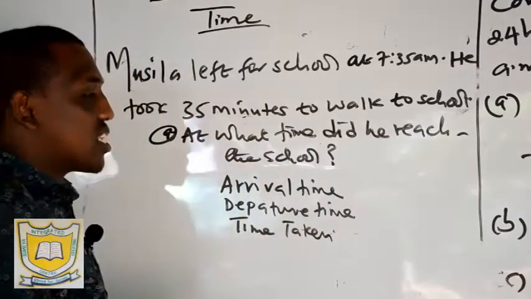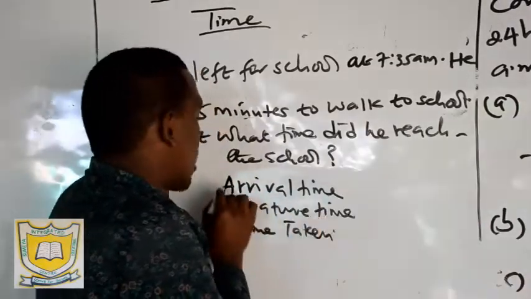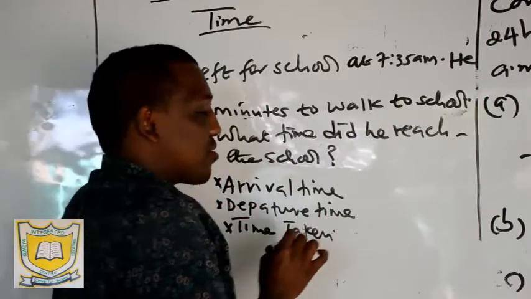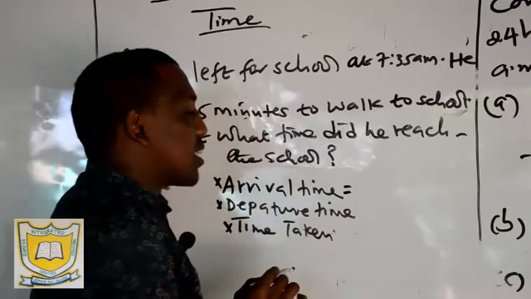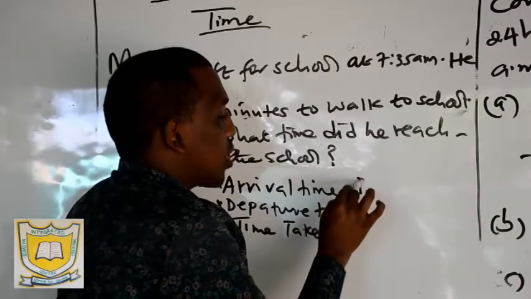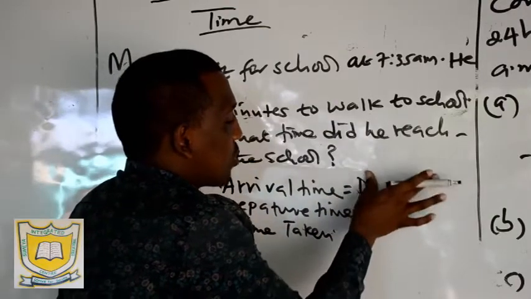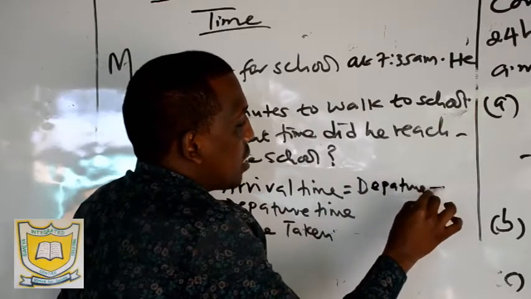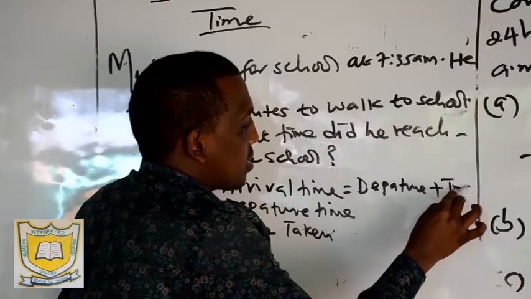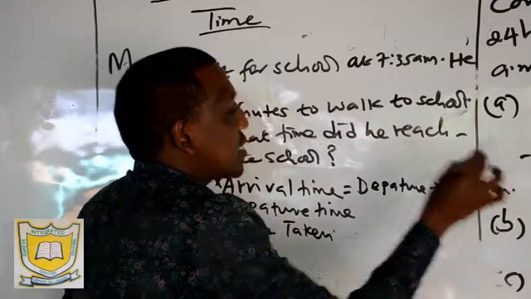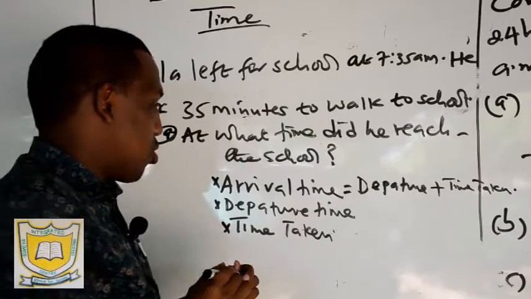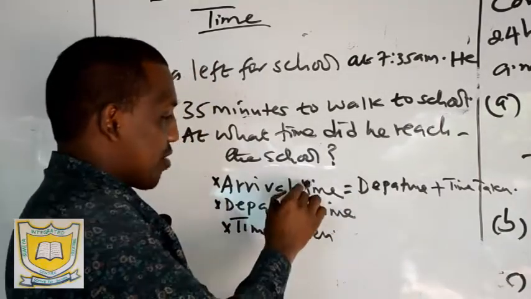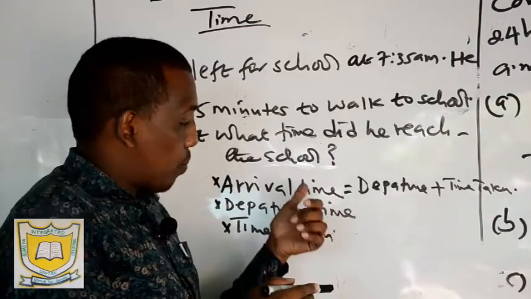Each one has a formula. Arrival time is equal to departure time plus time taken. That's how we get arrival time: we add these two. These two are small compared to this one.